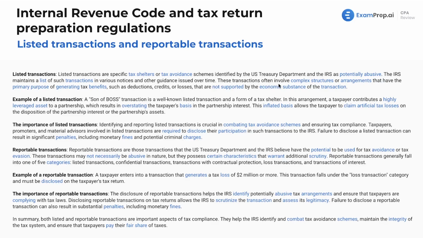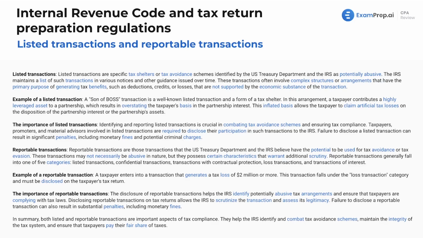These transactions often involve complex structures or arrangements that have the primary purpose of generating tax benefits such as deductions, credits, or losses that are not supported by the economic substance of the transaction. So yeah, tax shelters, tax avoidance schemes, you got multiple shell companies and you're trying to get that money through the shell companies without having to pay tax on that. That is going to be tax avoidance.